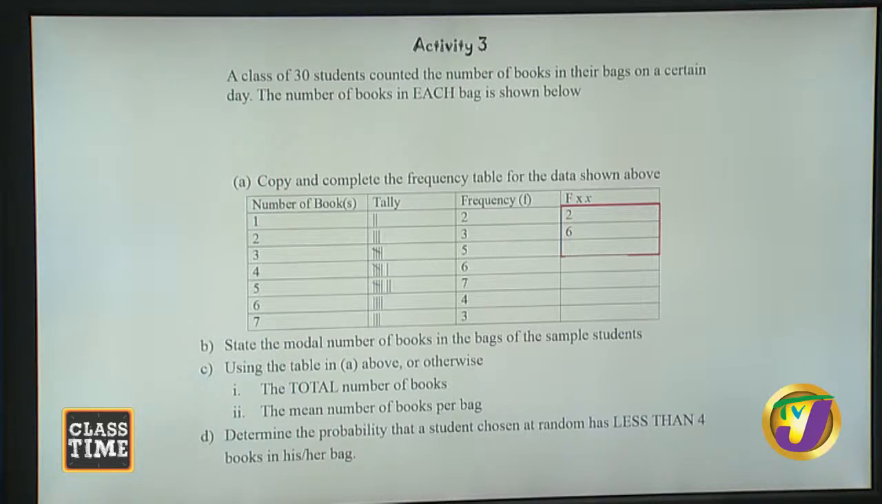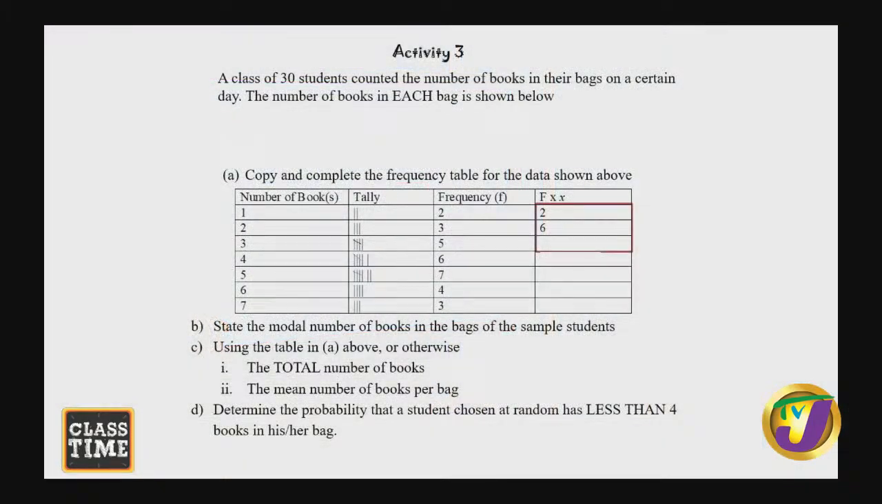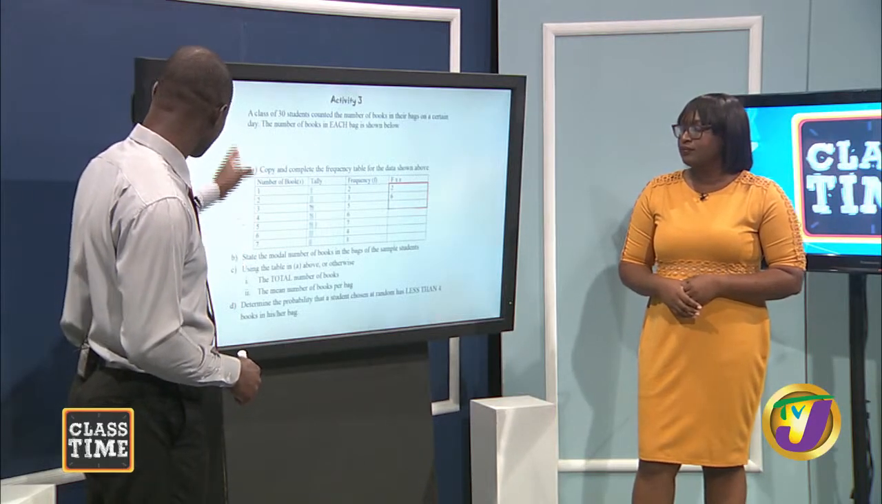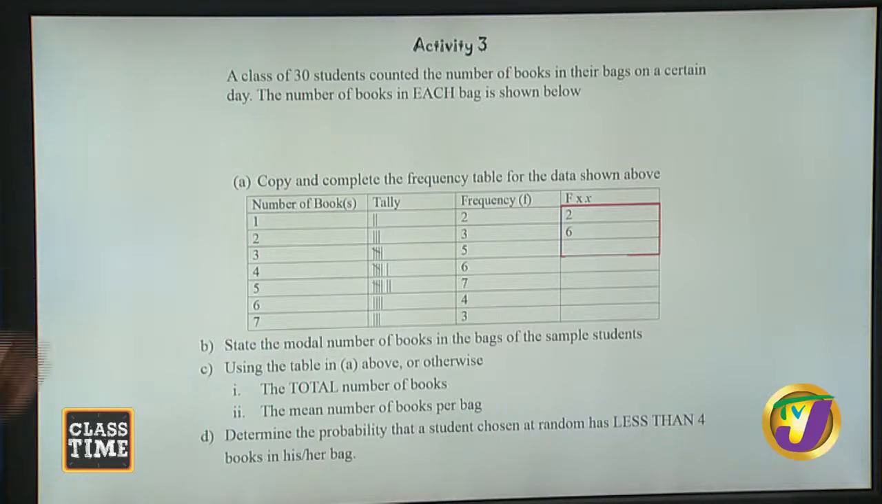The question then went on to ask us to state the modal number of books in the bags of the sample students. Modal number of books. Now that is something that came up earlier in the lesson. What do we mean by mode? Well, that is a number that occurs most frequently. So here we're seeing the number of books from 1 to 7. On the frequency, we are seeing the numbers 2 right down to the highest number, which is 7. So definitely the modal number of books would have been 5, because that's the one that occurred most frequently.